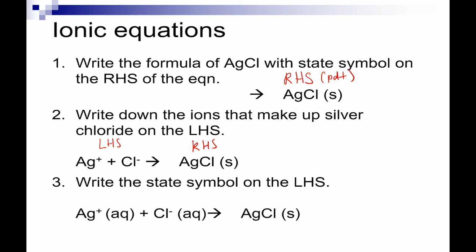Lastly, we write the state symbols on the left hand side. Since your silver and chloride are in solution, they should be aqueous state, because this is from your silver nitrate and this is from your unknown chloride salt, and this is your white precipitate.